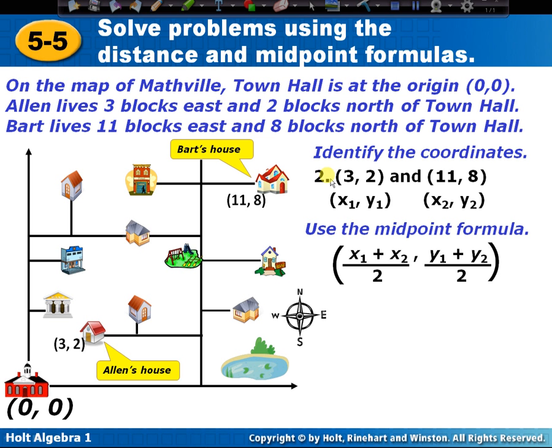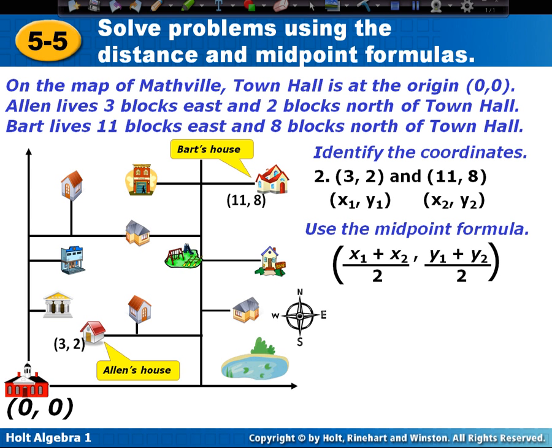All right, here's where you need to start writing down. You need to write number 2 and the points 3, 2 and 11, 8. And you need to go ahead and label those x1, y1, x2, y2. And go ahead and write down that midpoint formula again. And again, I know I'm looking for the midpoint because they want to know where halfway would be if they were going to meet halfway.